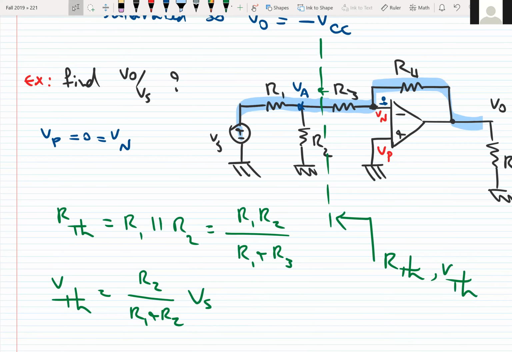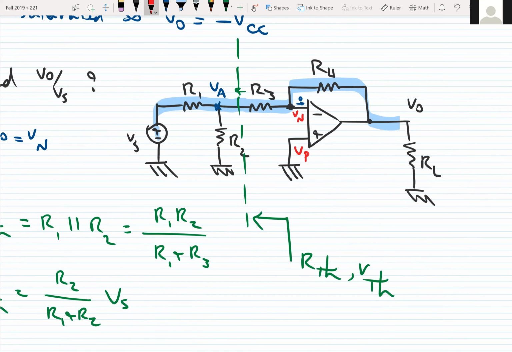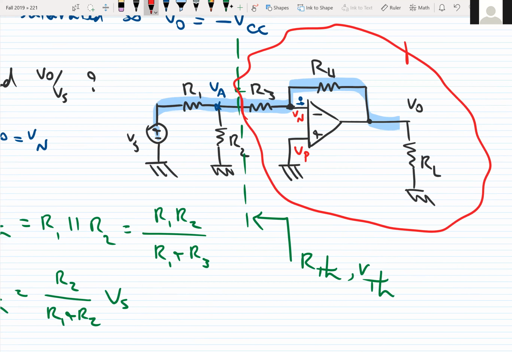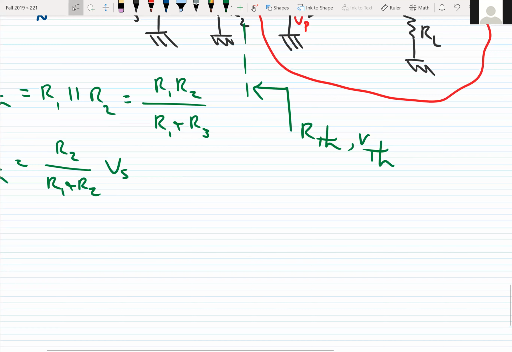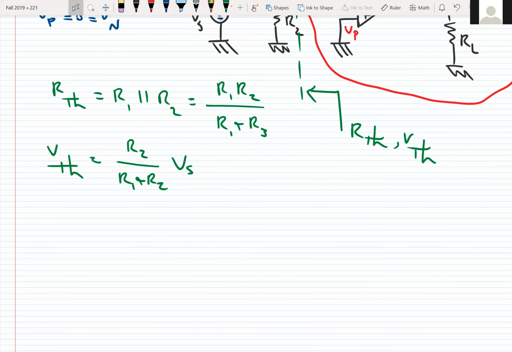Finding this V Thevenin and R Thevenin is exactly like the other V Thevenin and R Thevenin examples. The only difference is that this entire part is considered as RL. So we just take it out and find V Thevenin and R Thevenin. Now that we have them, I will redraw the circuit in the new configuration.